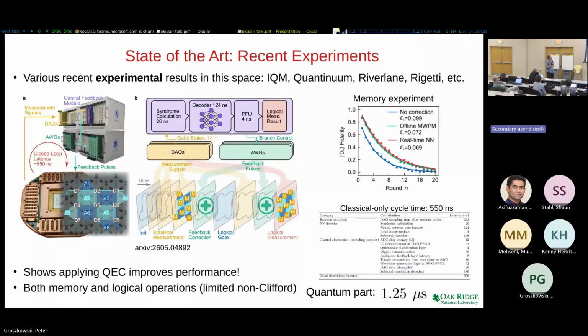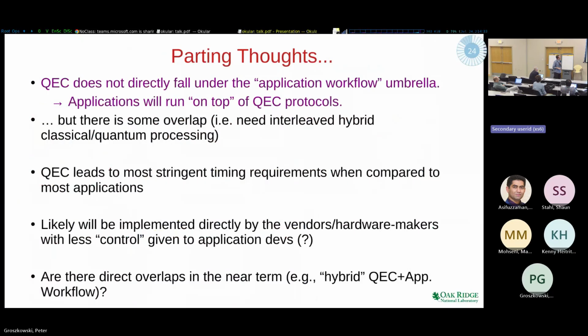So QEC improves performance versus doing nothing here, and they do talk a little bit about some limited non-Clifford operations, but please read the paper if you're interested. And I think I'm sort of done now. Maybe I'm not going to go through all of it, just highlight that.